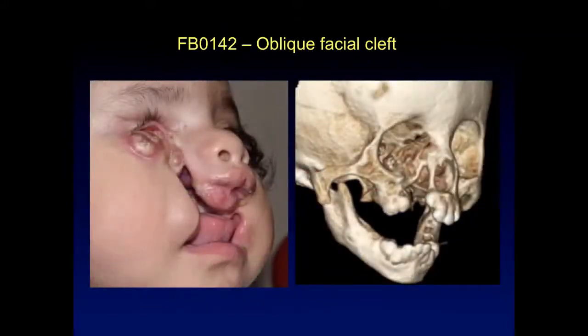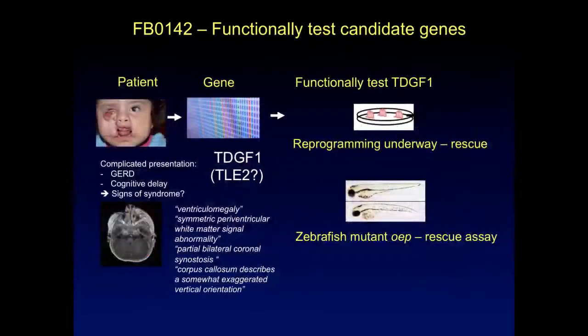In contrast, in this other case, which is also a complex facial cleft that involves the orbit, but because it's a de novo, next slide, it's less clear which gene it is. There's a number of candidate genes that are missense or frameshift mutations, and the likely candidate we're working up now is this gene TDGF1, where we're also doing functional tests both in an iPS model and also the zebrafish. Next slide.